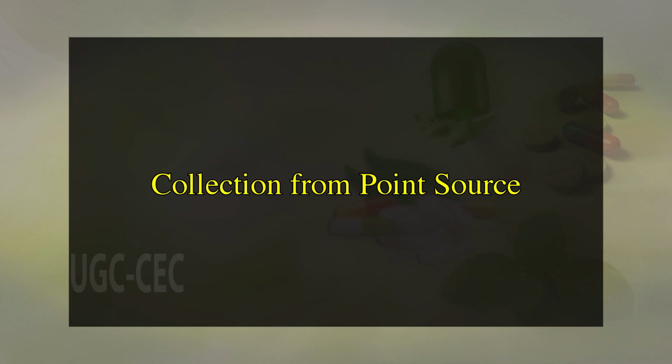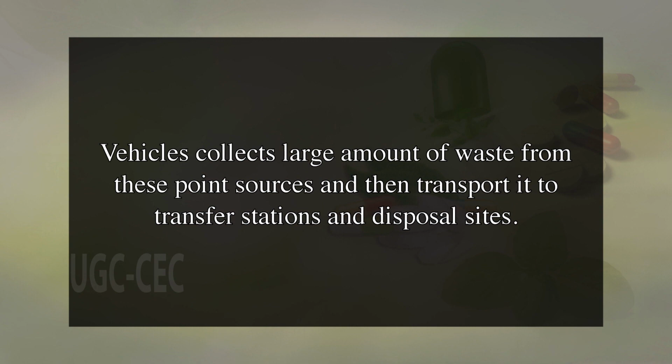Number 2. Collection from point source. Waste collected from non-point source is deposited to definite point source, namely communal bins. Communal bins are placed near market, in apartment complexes, shopping complexes, hotels, public places like gardens, religious places, etc. Vehicles collect large amount of waste from these point sources and then transport it to the transfer station and disposal sites. Manually or mechanically loaded compactors are often used in this stage.